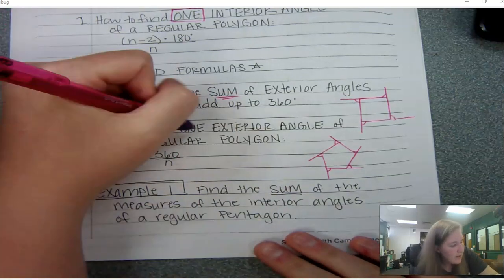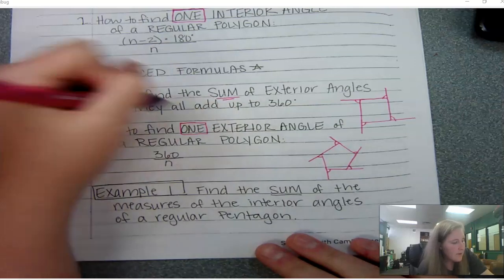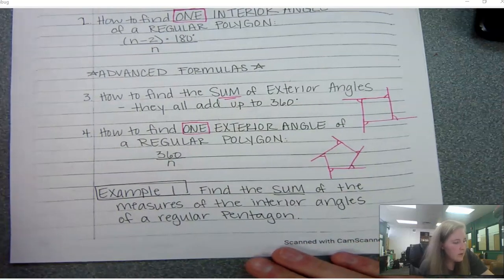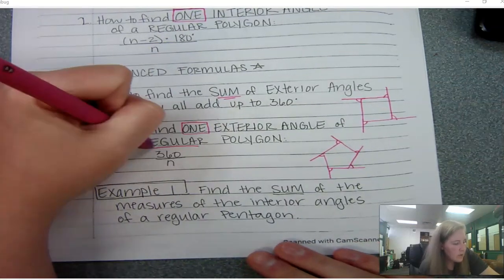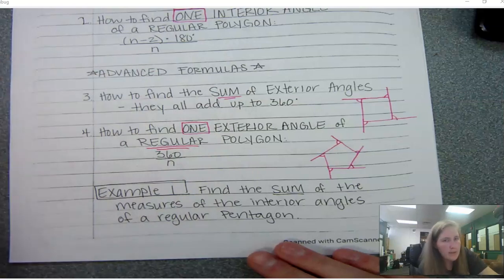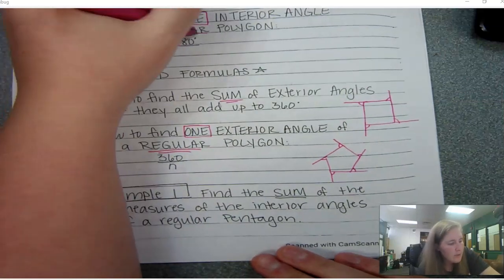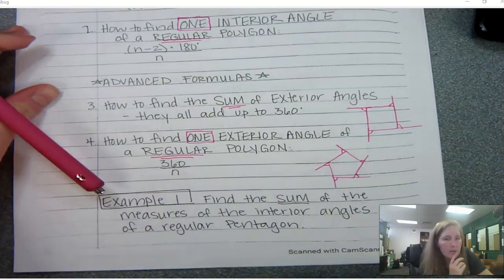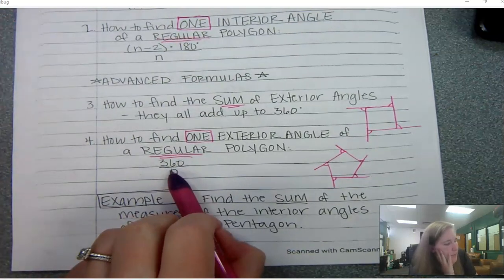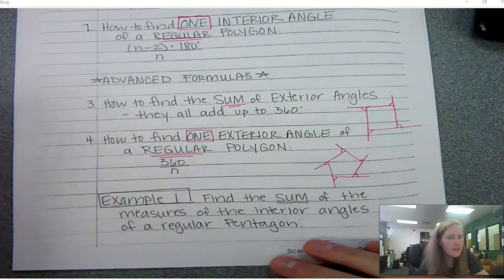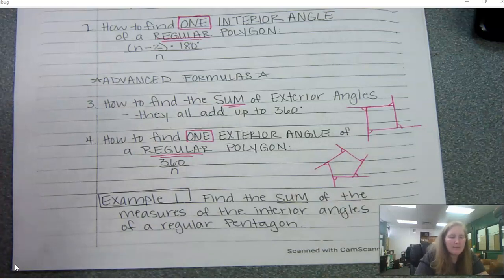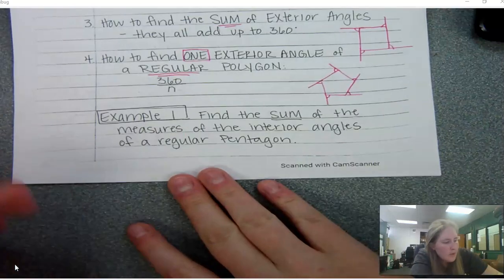So if we want to find the value for one exterior angle of a regular polygon, it only works for regular polygons. Same up here, regular polygons. Should have underlined that. Then you would just take 360 and divide it by the number of sides. All right, now we're going to do this example.